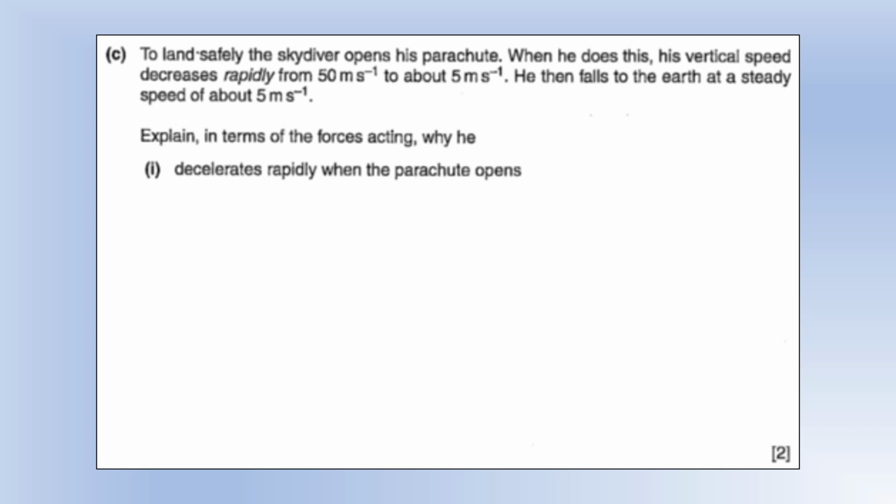To land, the skydiver opens a parachute. When he does this, the vertical speed decreases rapidly from 50 meters per second to about 5 meters per second, and then falls at a steady speed. Explain in terms of the forces acting why he decelerates rapidly when the parachute opens.